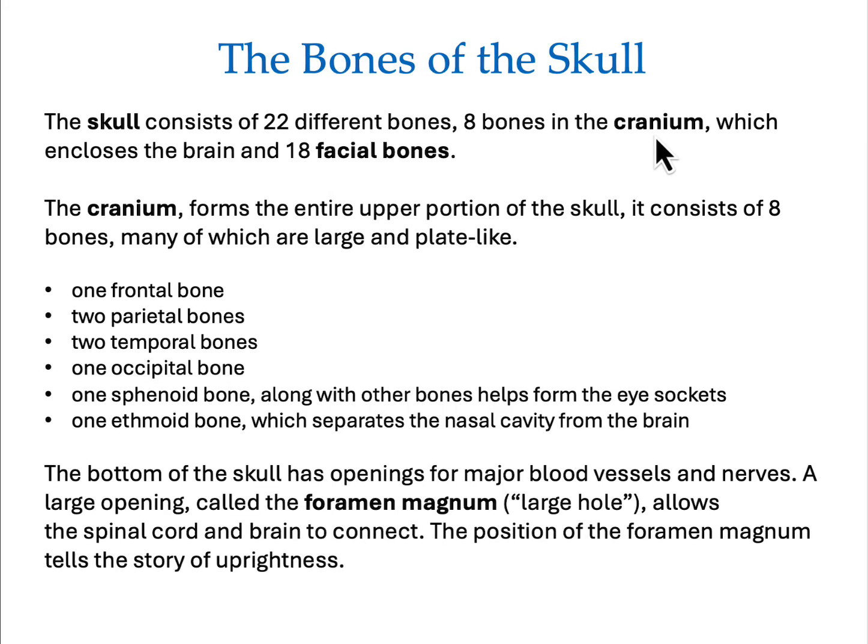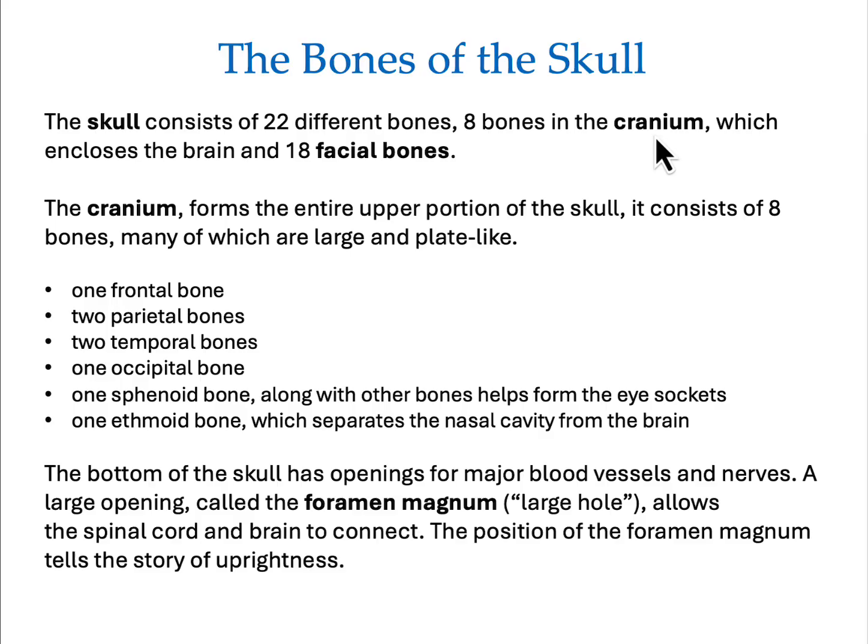The skull consists of 22 different bones, 8 bones in the cranium, which encloses the brain, and 14 facial bones. The cranium forms the entire upper portion of the skull. It consists of 8 bones, many of which are large and plate-like. 1 frontal, 2 parietal, 2 temporal, 1 occipital, 1 sphenoid, and 1 ethmoid.